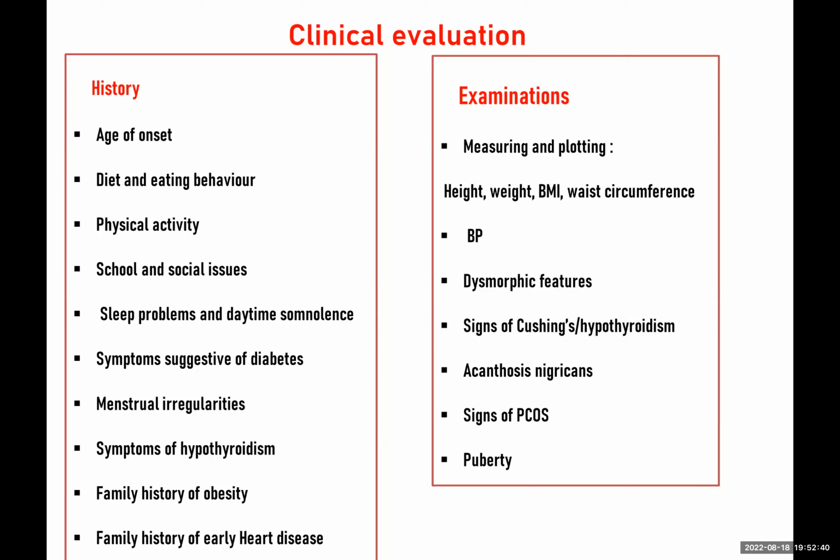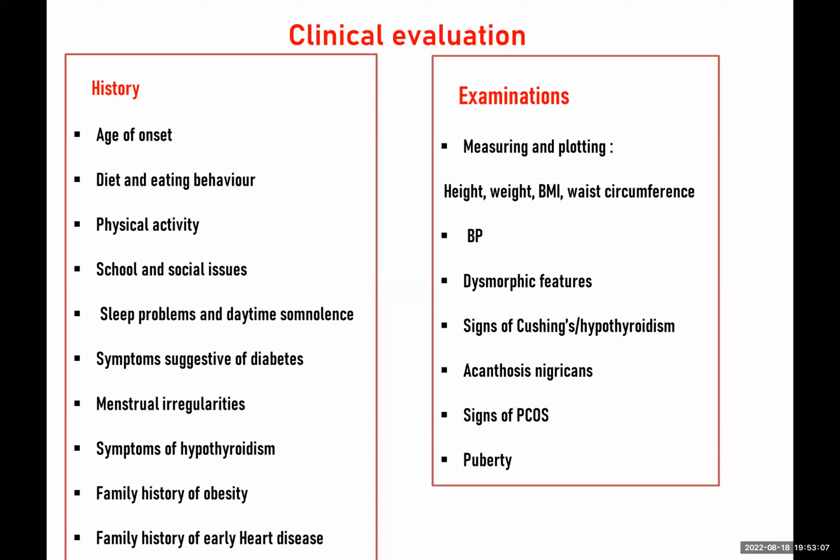And if the child is obese and his weight and height are on the lower side, then you have to think of a pathological issue. Again, the weight and the body mass index, the waist circumference, you have to check the blood pressure. It is very important. You have to look for dysmorphic features, signs of Cushing, thyroid issues, acanthosis nigricans, signs of polycystic ovary syndrome, and you have to assess puberty. So these are the important points you have to look for.